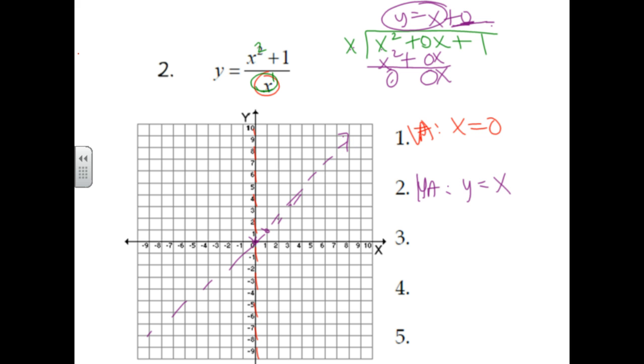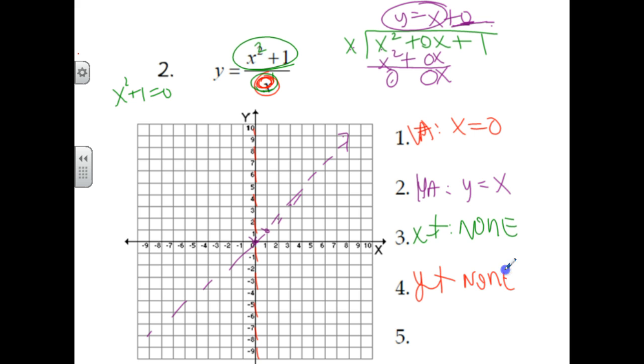Y equals x. Let's go for x-intercepts by setting the numerator equal to 0. So when does x squared plus 1 equal 0? That'd be never. So there's no x-intercepts, never cross the x-axis. And the y-intercept is letting every x be 0, but you can't divide by 0, so I would say none there as well. Darn, I don't have any x-intercepts or y-intercepts.